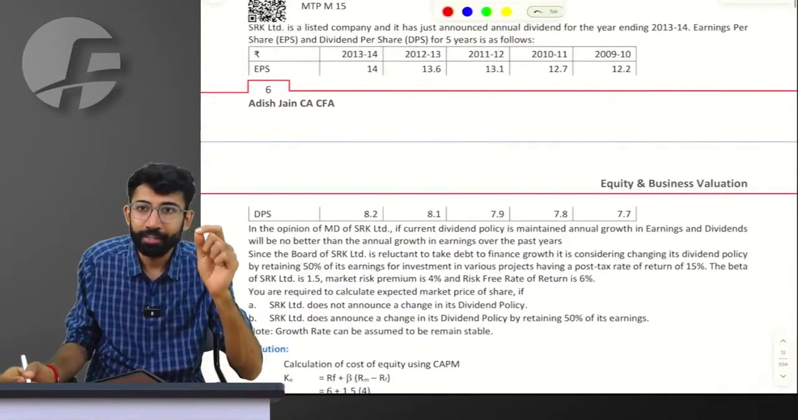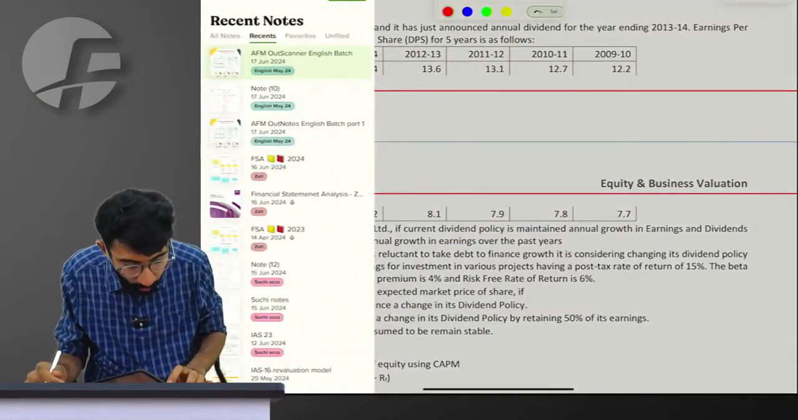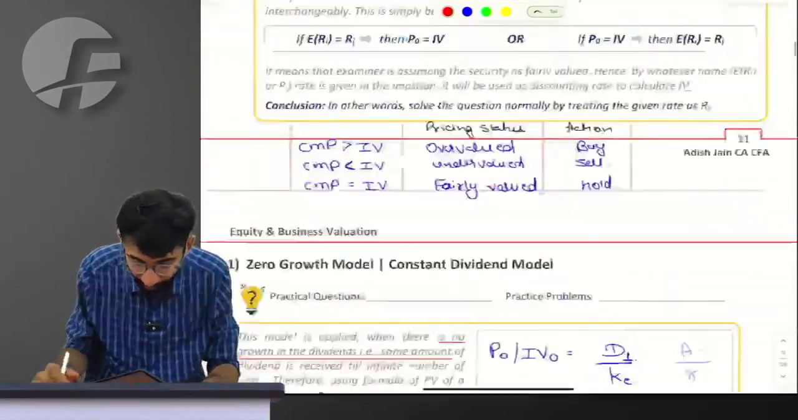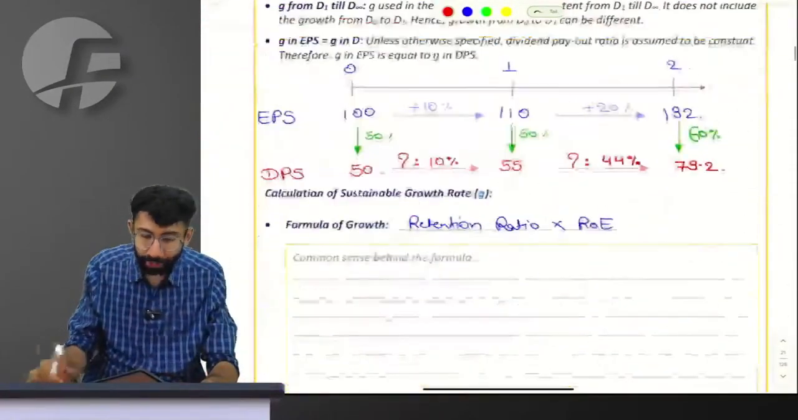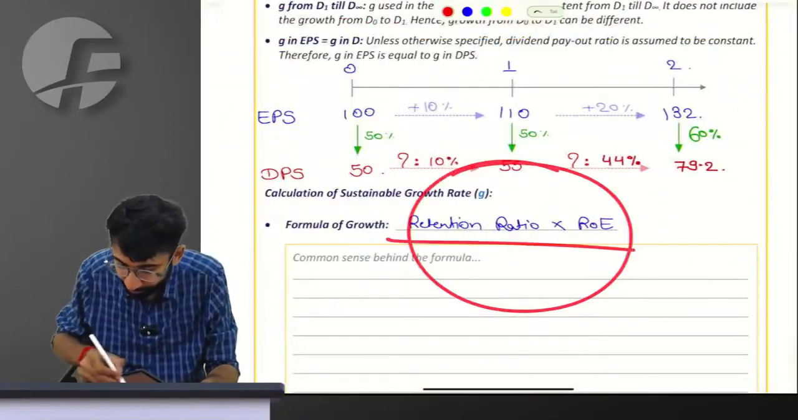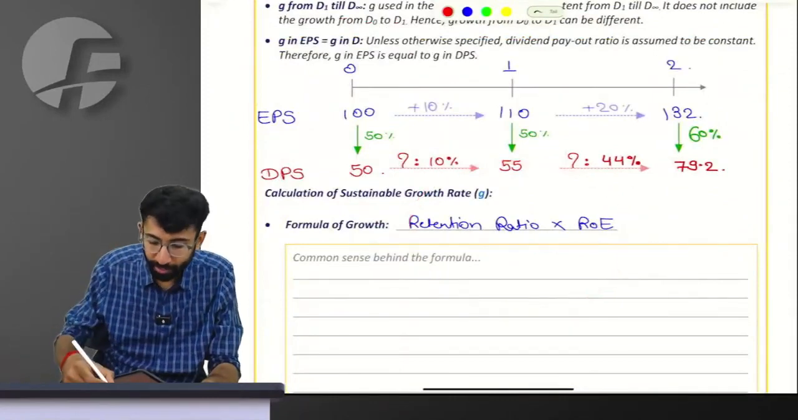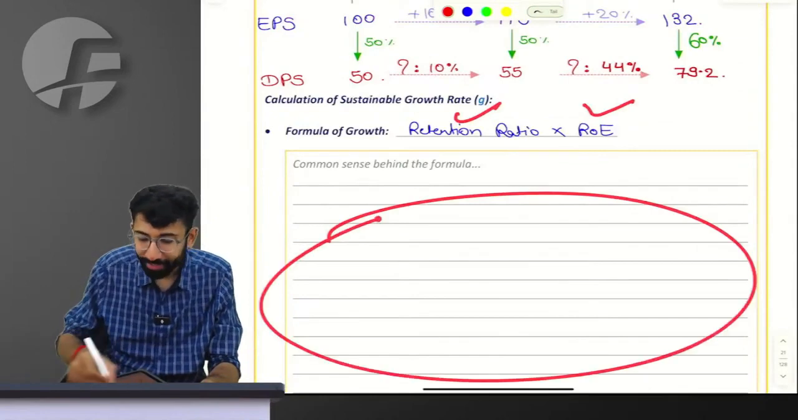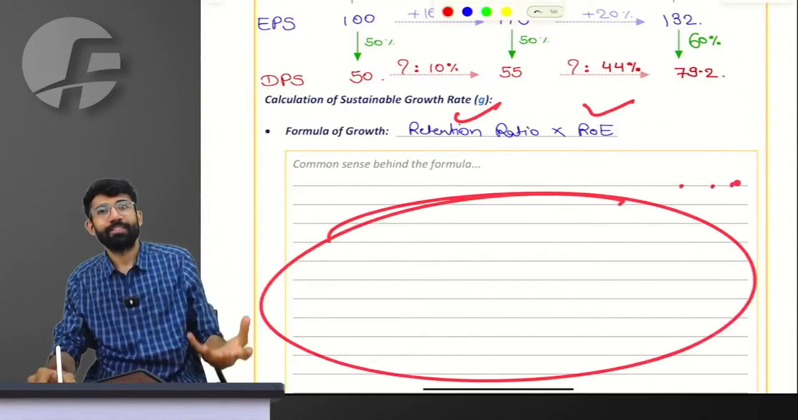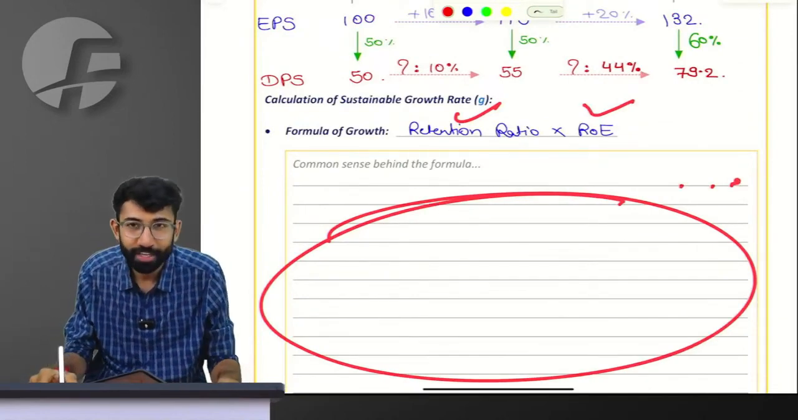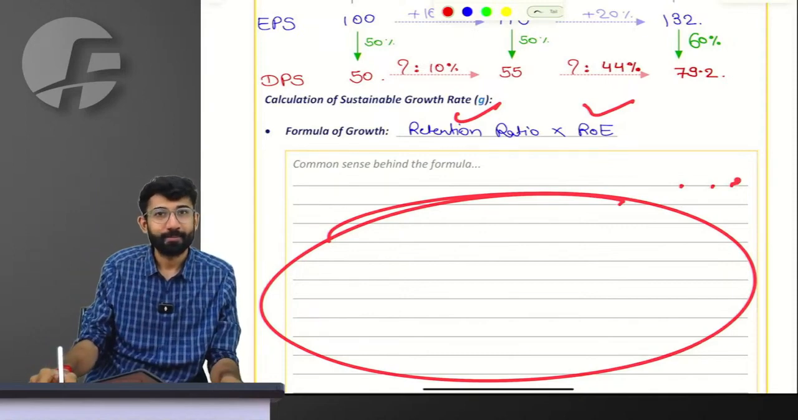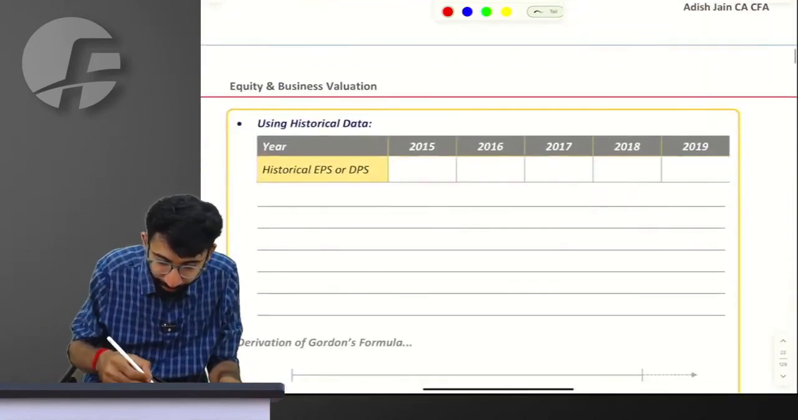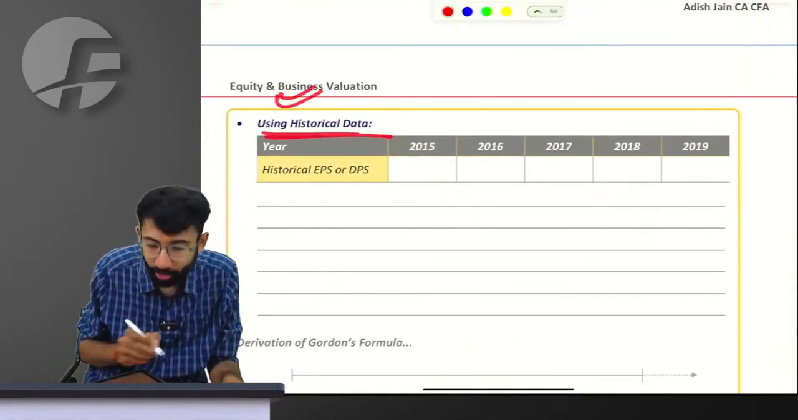This will automatically teach you a new concept. In fact, let me first teach you the concept and then take you there. So one way to calculate growth is this, which is retention ratio into ROE. Coincidentally, the derivation of this was being explained to CFA students in yesterday's class. Another way to calculate growth is using historical data.